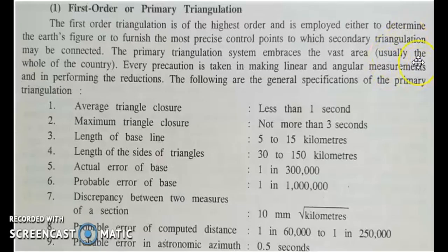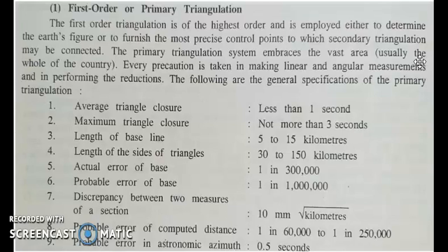First order or primary triangulation, this is the highest order. This is usually employed to determine Earth's figure or to furnish the most precise control point to which the secondary triangulation stations will be connected. So if you are doing a survey, the first thing that you will fix with the maximum precautions and maximum accuracy will be the first order primary triangulation stations.